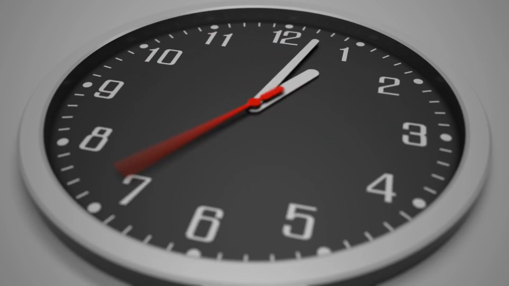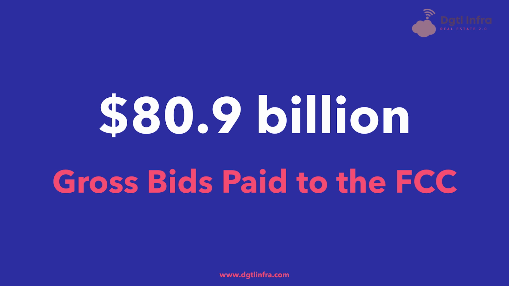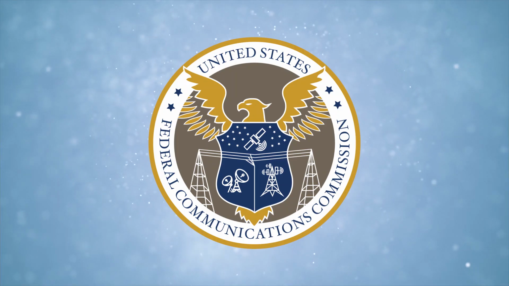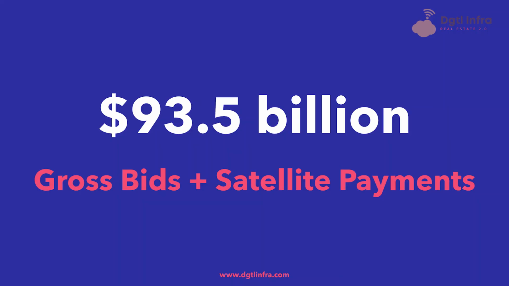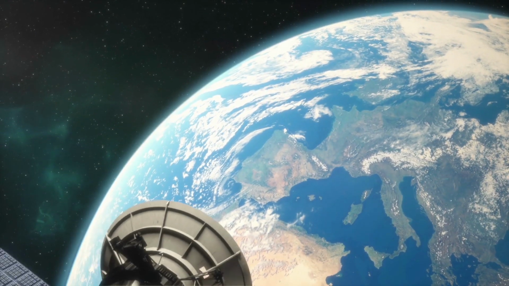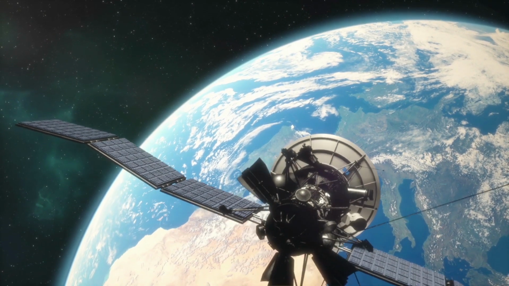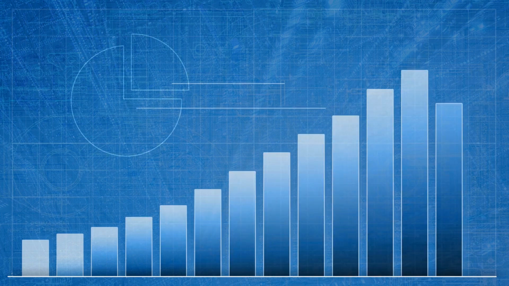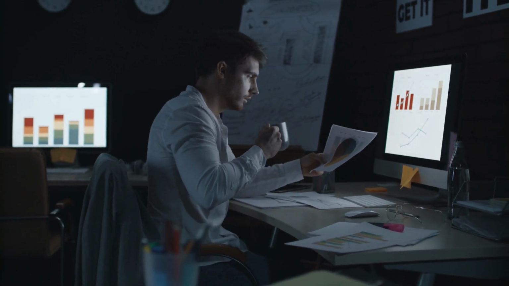After 97 rounds of bidding, the C-band auction has generated $80.9 billion in gross bids, which are payable to the Federal Communications Commission, or FCC. And overall, $93.5 billion has been generated after including $12.6 billion of transition and relocation payments to the incumbent satellite operators of the spectrum. Indeed, this makes the C-band auction the largest spectrum auction in U.S. history, surpassing even the most optimistic of expectations.